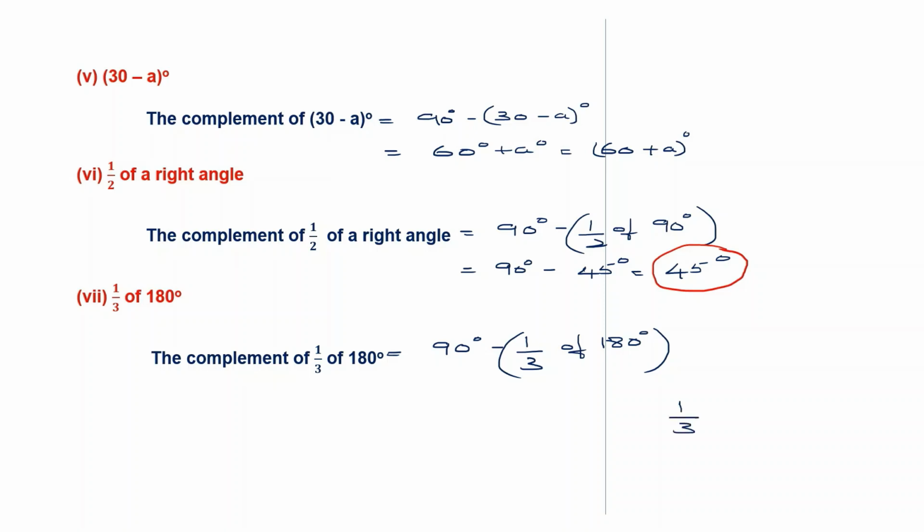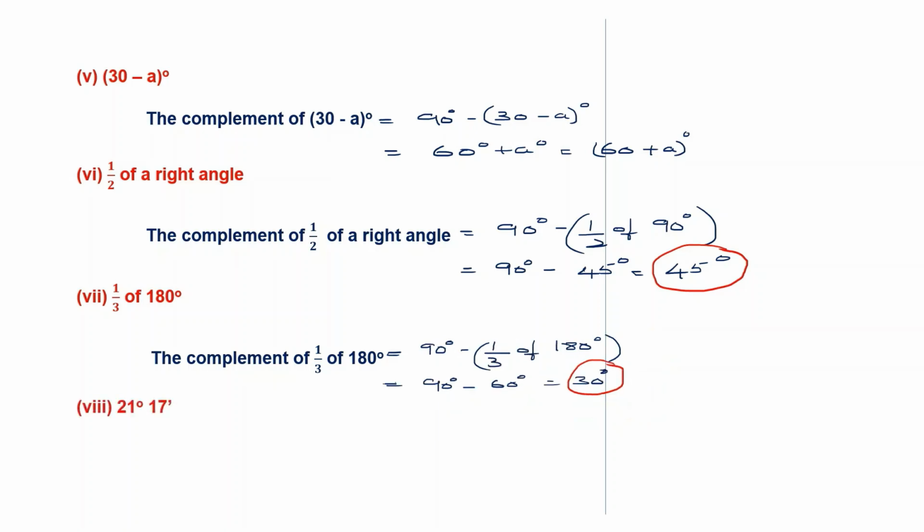1/3 of means into 180. Cancel what you can. We can cancel 3 and 180. 3 sixes are 18 and then 0, 1 into 60, this is 60. So here this becomes 90 degrees minus 60 degrees. 90 minus 60 is 30 degrees. So the complementary angle here is 30 degrees.